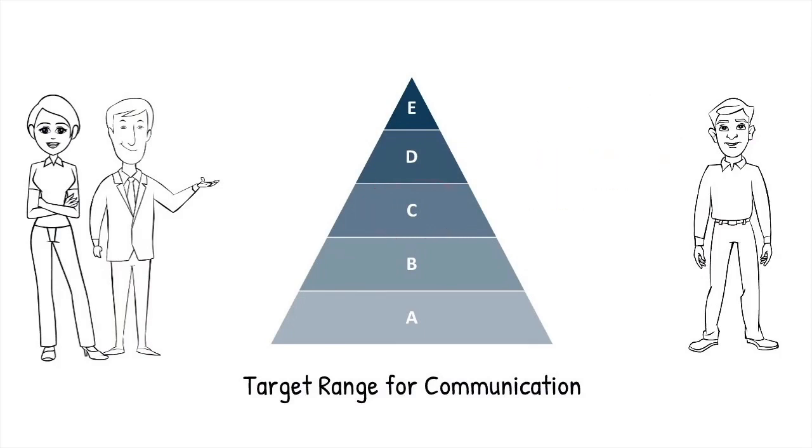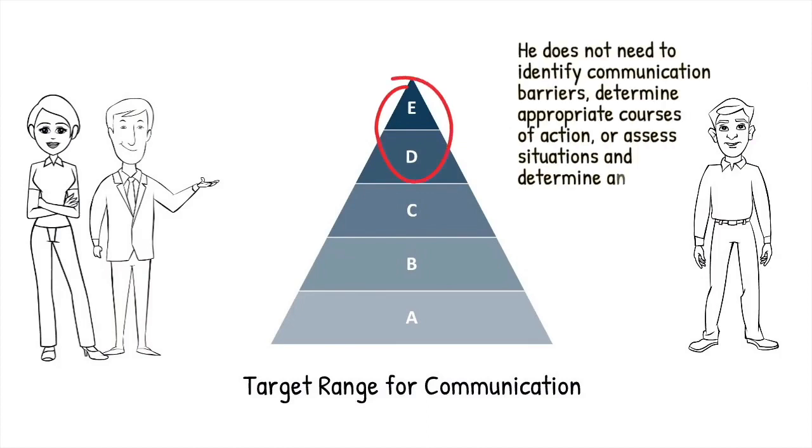Randy's position does not require the advanced level of communication represented by target ranges D or E because he does not need to identify communication barriers, determine appropriate courses of action, or assess situations and determine and communicate objectives.